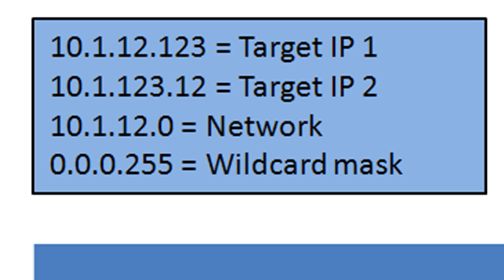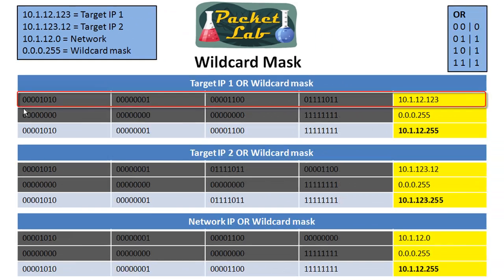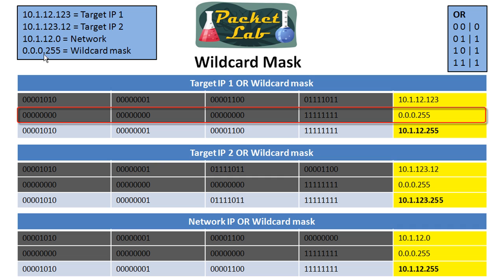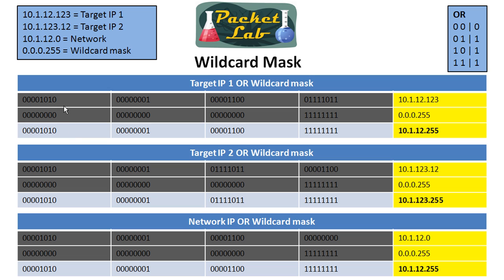So anyways, what we're going to do is an OR operation on our first target IP address, which is 10.1.12.123. We convert this into binary, write it out, and then we convert our wildcard mask of 0.0.0.255 to binary. If you have to use a binary calculator to get this, fair enough. This one you shouldn't have to because it's all zeros followed by all ones in the final octet.